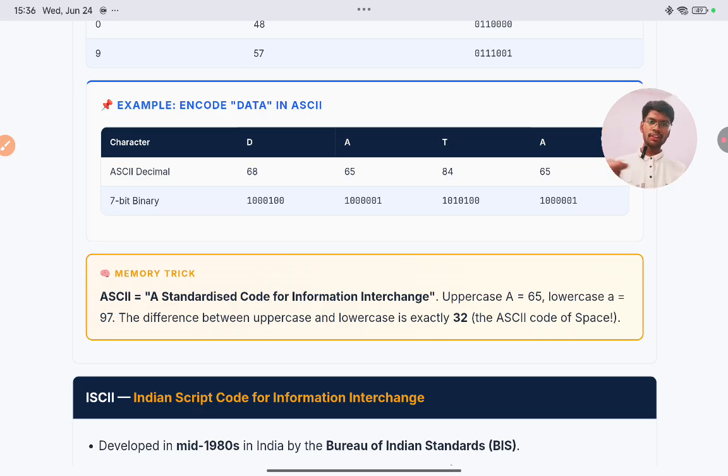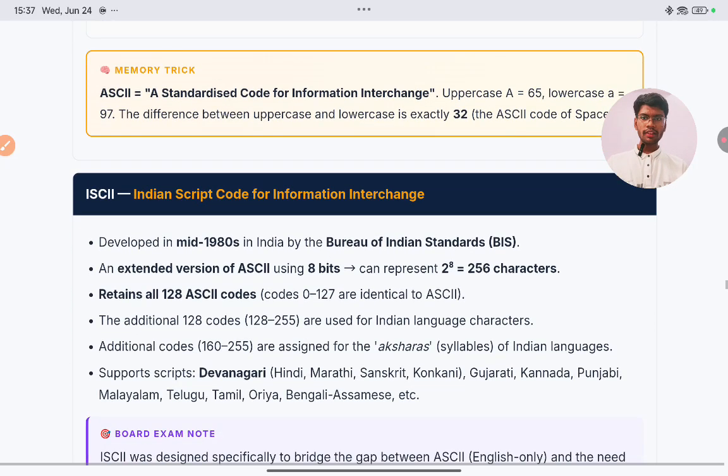Write the 7-bit binary equivalent for that. So D is something, A is something, T is something, A is something, right? You know how to write the binary equivalent. It is not really asked how to encode this and that, but it's an example. You can remember the binary equivalent, or maybe there's a logic, but it's not there in this syllabus as of now.